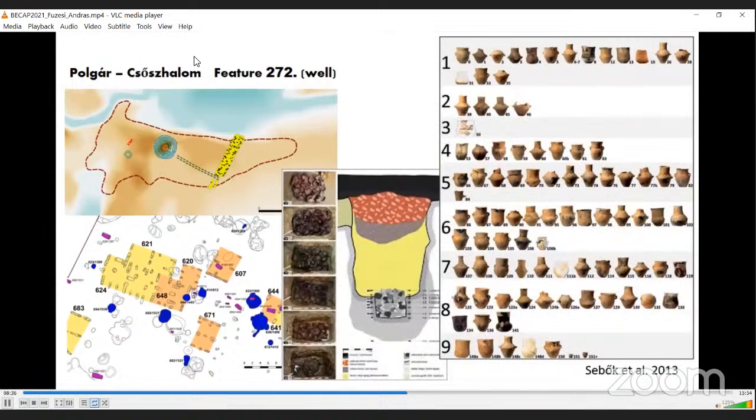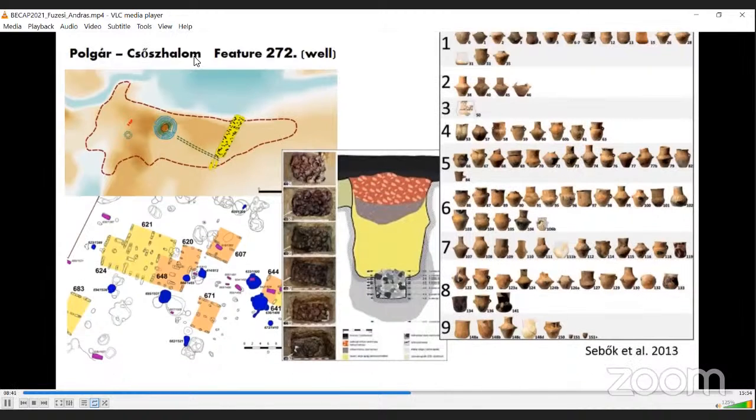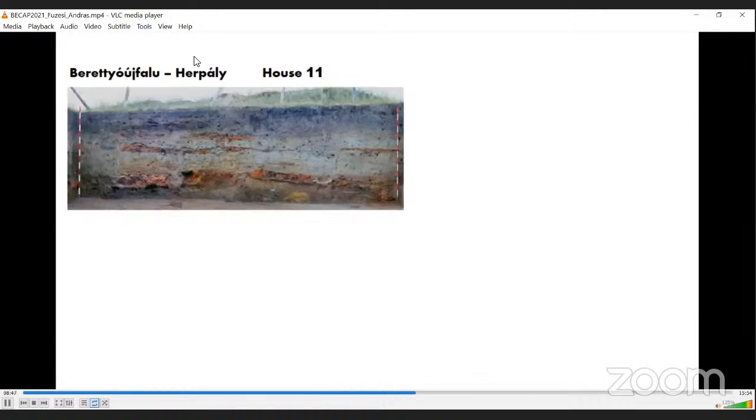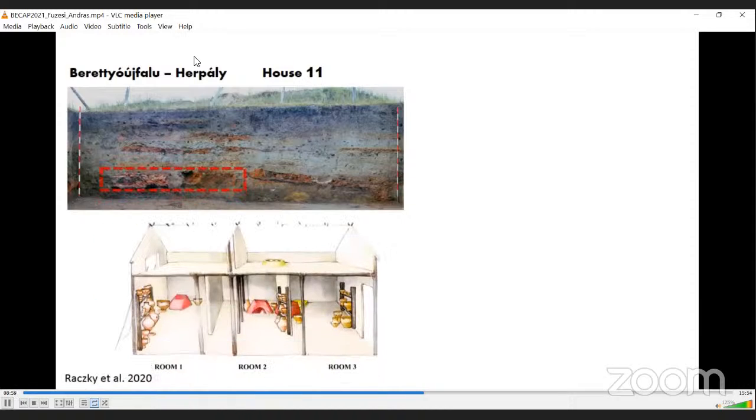89 restored vessels of this structured deposit are included in the analysis. At the turn of the 1970s and 1980s, Nándor Kalisz, Márta Máté and Páraczky excavated more than a dozen burnt houses with abandoned finds in Berettyűfalu Herpai, the eponymous tell site of the Herpai culture. Thanks to the detailed documentation, the finds of house level could be accurately located, thus the building has been reconstructed several times, most recently 2 years ago.